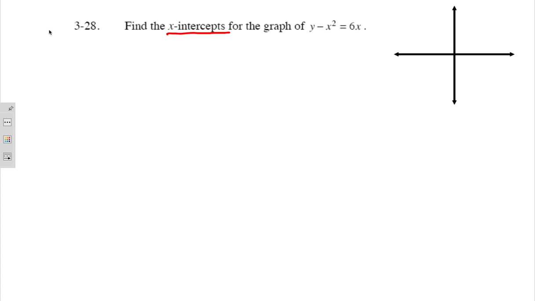Problem 3-28. Find the x-intercepts for the graph of y minus x squared equals 6x. When we look at this, I know it's a little strange looking because we have a y and then we have x squared both on the same side, but we'll take care of that in a moment.